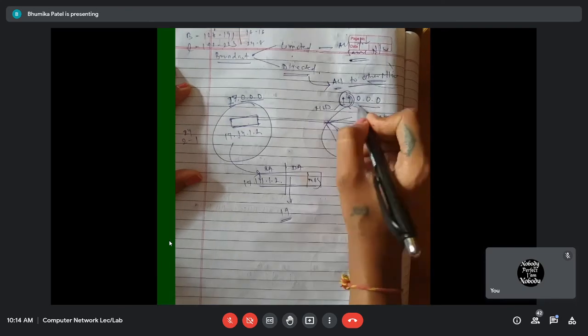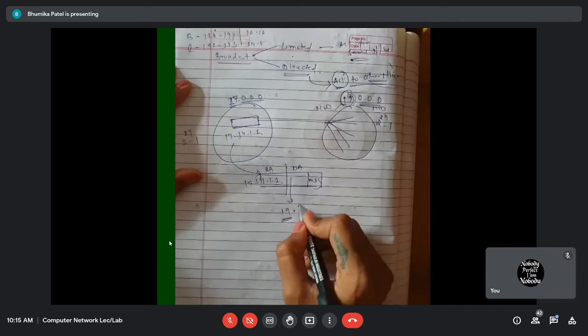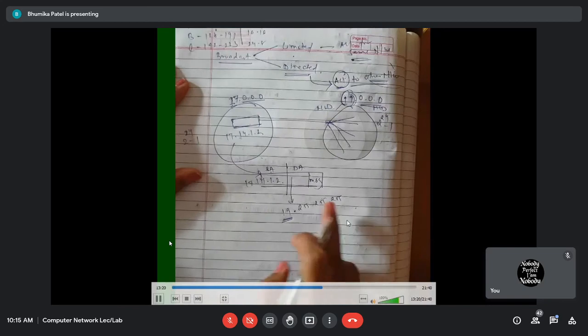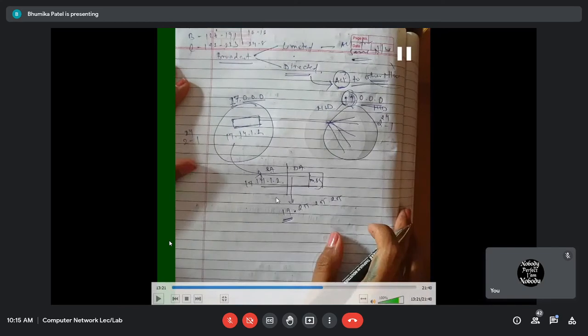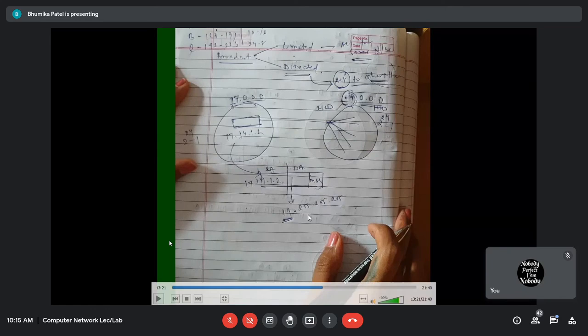Right, now what will I do? I will set all the bits to 1. So the remaining 24 bits will be set to 1. So it will be 255, 255, 255. I have to keep the first 8 bits of the network ID as it is, and the remaining host ID part, that is 24 bits, I have to set to 1. So it will be 255, 255, 255. So this becomes the directed broadcast address for this network.